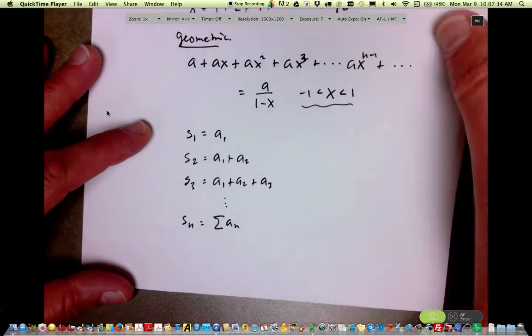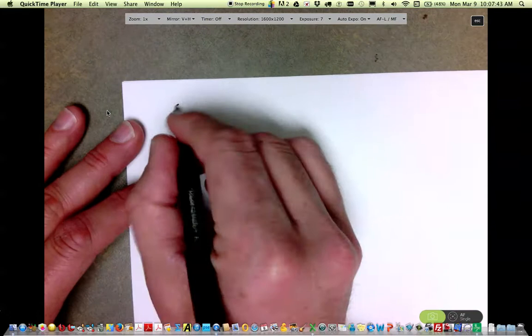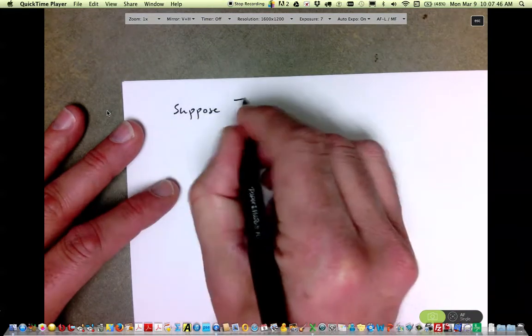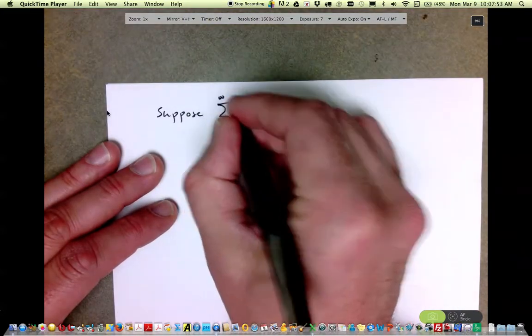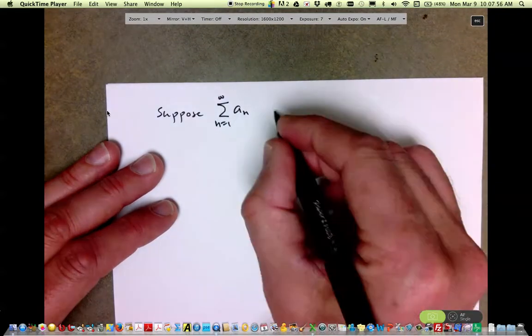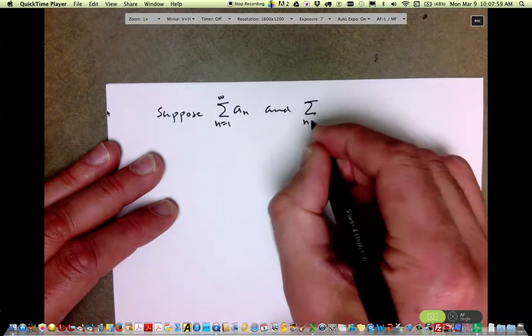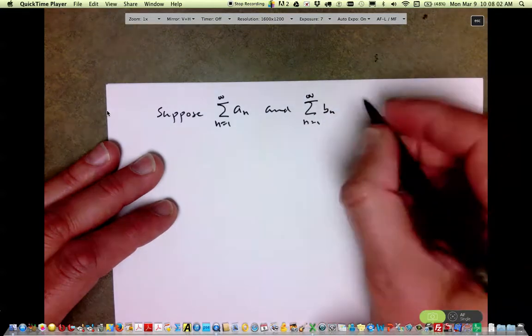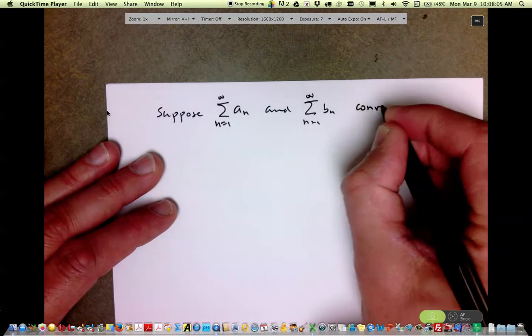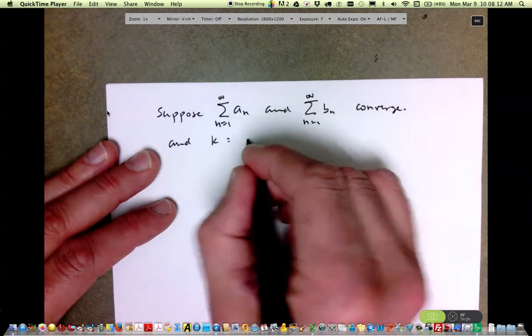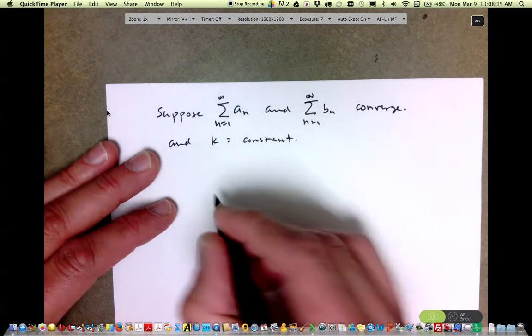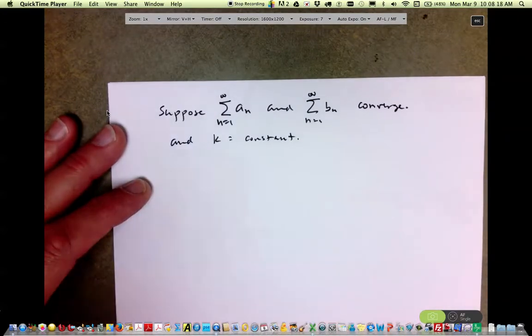All right, so first thing is we've got a couple of theorems about series and converging. So first one is this. Suppose the sum, and I'm going to start writing this in sigma notation, the sum from n equals 1 to infinity of a sub n and the sum n goes from 1 to infinity of b sub n. Suppose that these both converge. And let's say that k is just a constant.